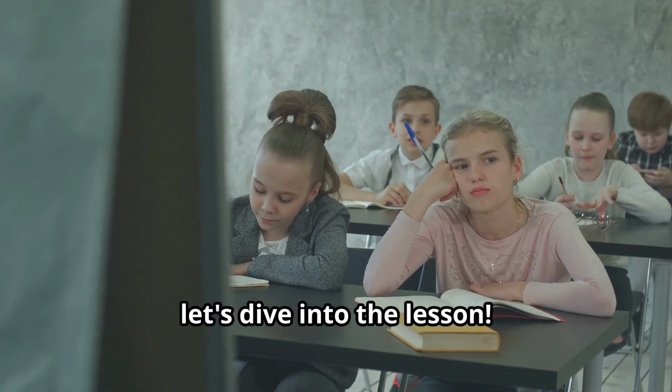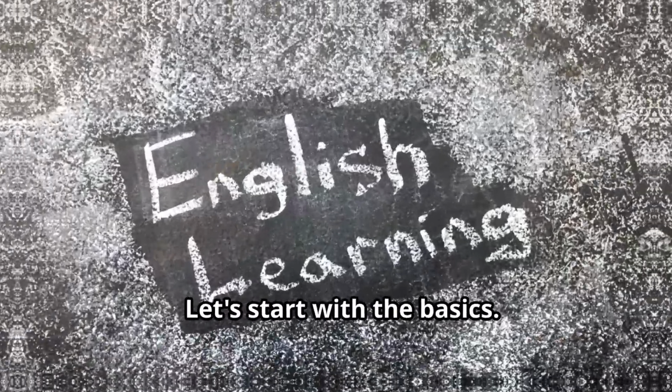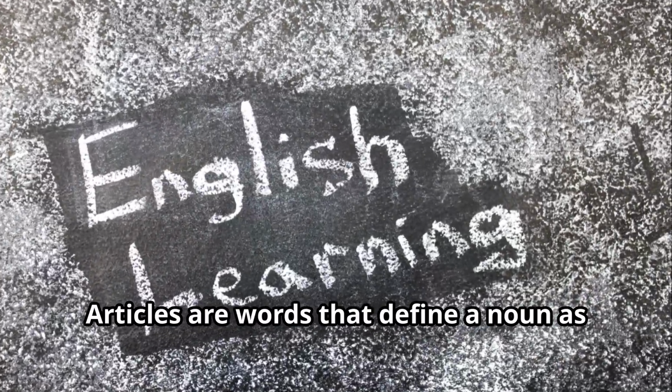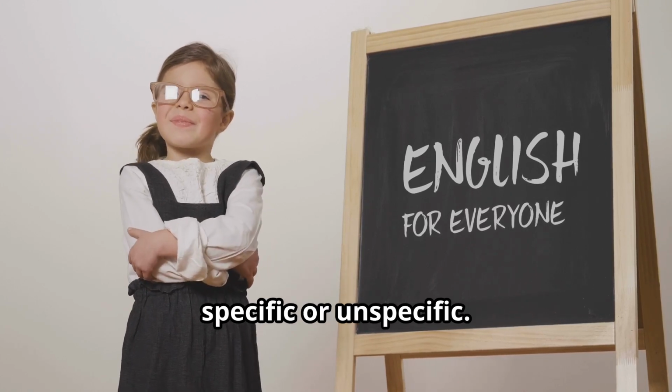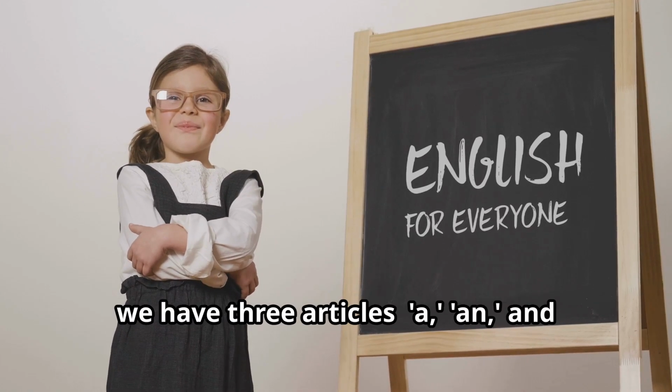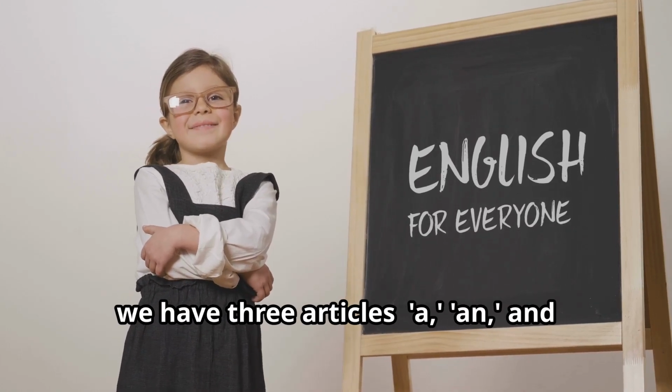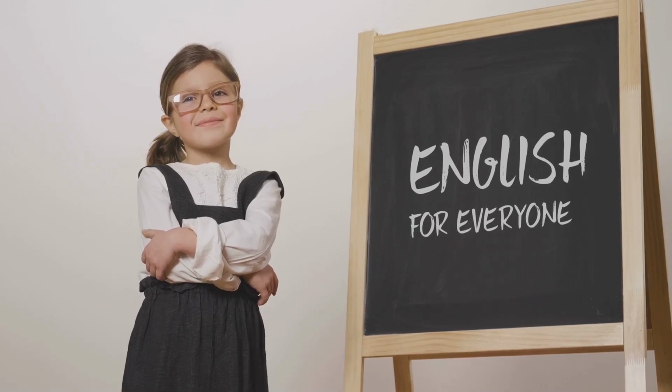Now let's dive into the lesson. Let's start with the basics. Articles are words that define a noun as specific or unspecific. In English, we have three articles: a, an, and the.